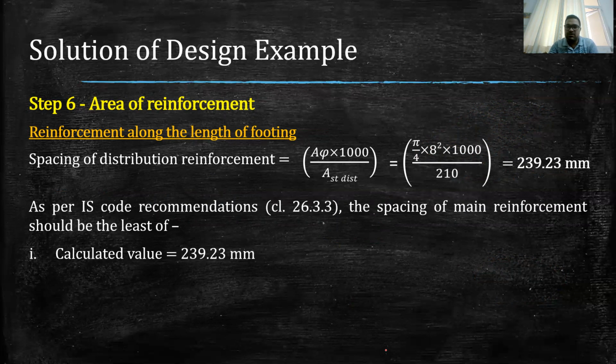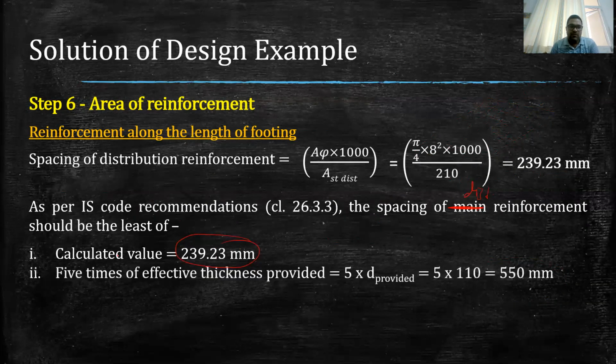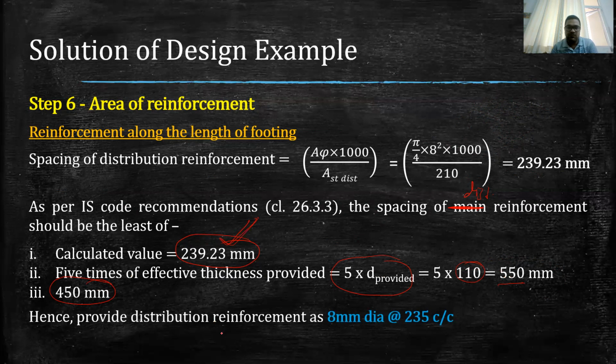As per IS code recommendation, the spacing of distribution reinforcement should be the least of: the calculated value; 5 times the effective thickness provided, which is 5 times D provided, and D provided is 110, so this becomes 550; and the third value is 450. The least value is the calculated one, so we are going to adopt spacing of distribution bar as 239.23 mm. By rounding off this value, we provide the distribution reinforcement as 8 mm dia at the rate of 235 center to center.